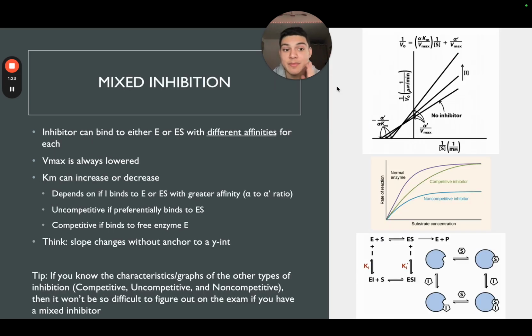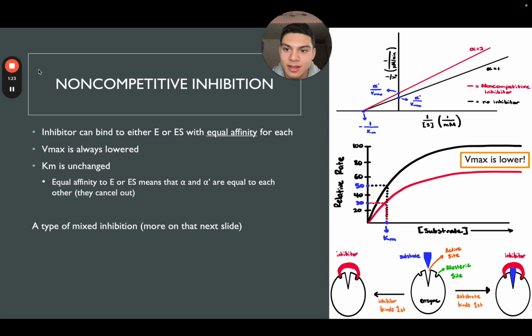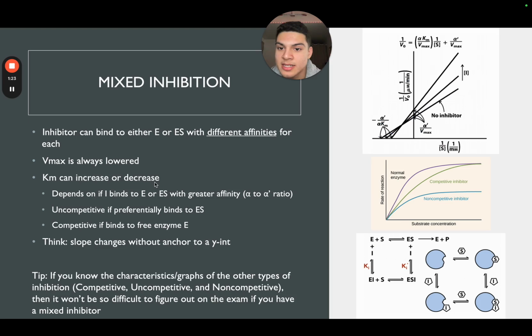And then lastly is the mixed inhibitor. So I mentioned before that the non-competitive is a special subtype. That's when there's equal affinity to E or S. But mixed inhibitors can bind to E or S with different affinities for each. Meaning they could bind more favorably to just the enzyme by itself, or they can bind more favorably to the enzyme with the substrate right here. So it can vary. So Vmax is always lowered for all of these.